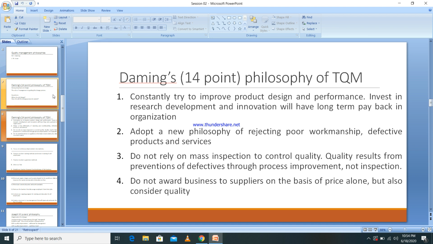And the second point is adopt a new philosophy of rejecting poor workmanship, defective products and services. So if you want to improve the quality of your product or service, one thing is you have to reject poor workmanship, right? That is, if you have an employee who has so much experience, right, but if that employee is not effective to your company, if he or she is not working enough, right, so you have to reject people who are like that, and you can give the opportunity to the younger generation, right? And if you are using defective products, for example, if you are producing a garment, if you are using defective raw materials, it will affect the quality of your product. So in that case, you have to adopt the new philosophy of rejecting poor workmanship.